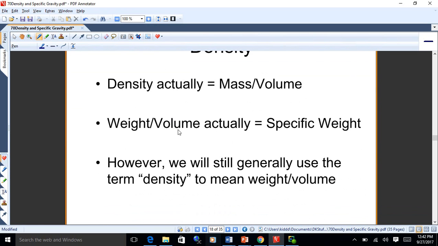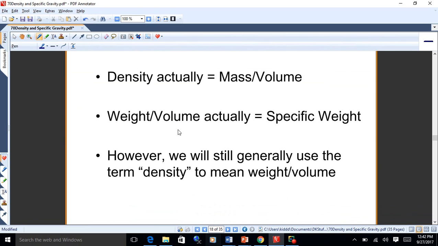And so what density actually is, is mass over volume. That's the technical definition. Weight over volume is actually called specific weight. But we still generally use the term density to mean weight over volume. If you're just talking to somebody, that's usually what density means in this country.